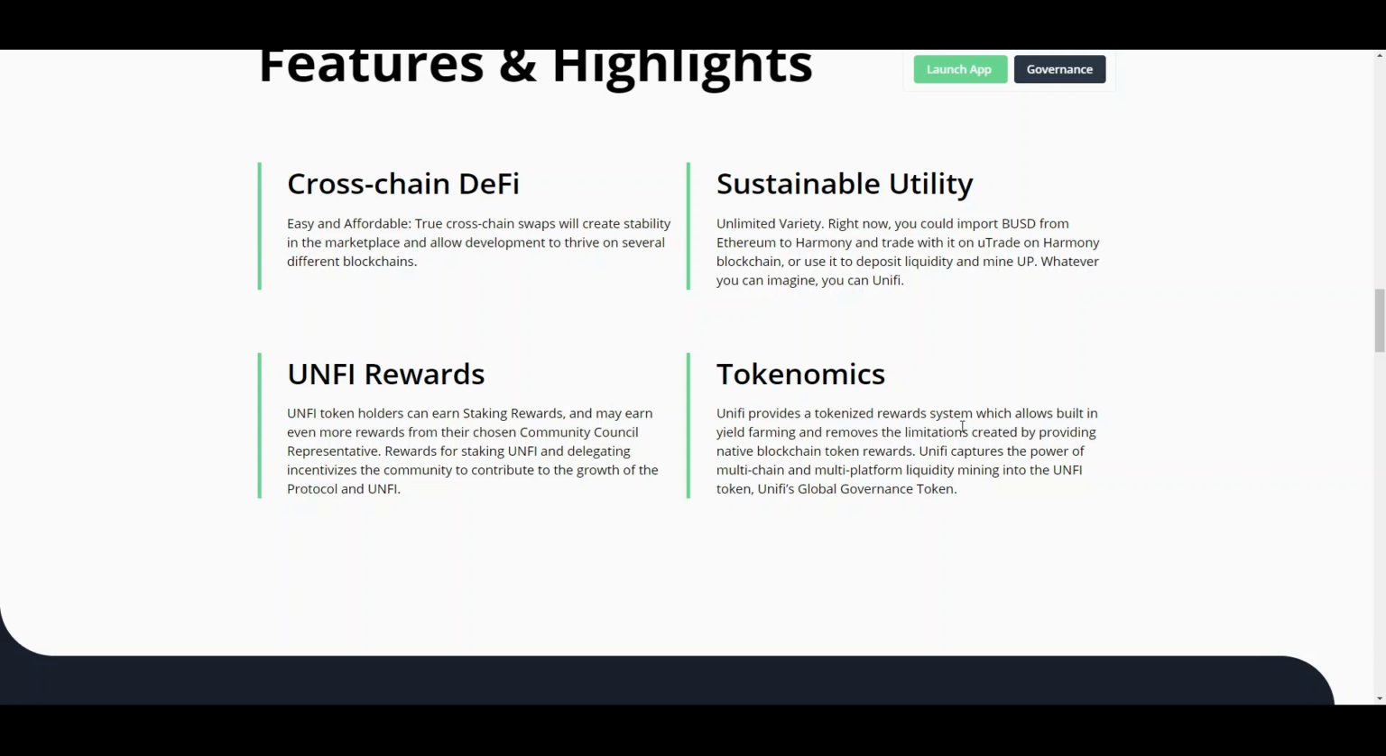Tokenomics, it's very simple. This Unify token acts as the central government. It acts as the main guy in the whole system. And you have the UP token that is like the fuel to the system. It's a very simple concept and it works, which is the most important.